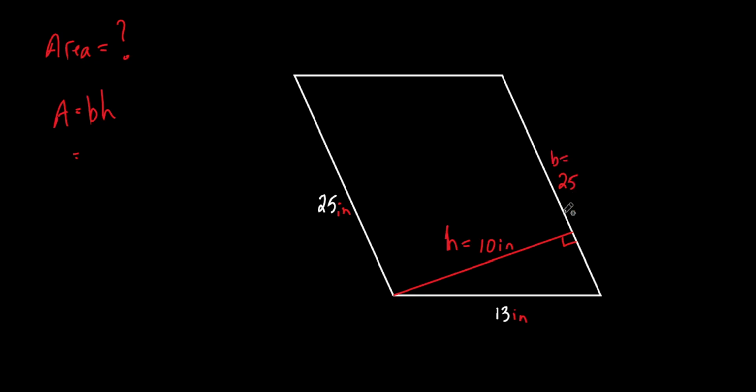All right, so you got that whole thing is 25. You got this is perpendicular to it. It goes from one side to the other at a 90-degree angle. Those are your two numbers. So you just multiply them together. 25 inches times what? 10 inches.